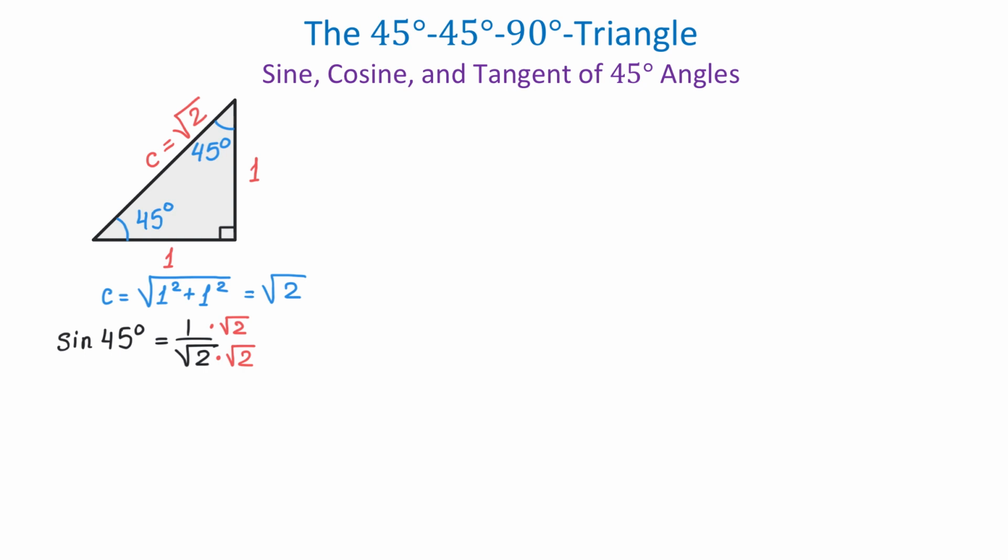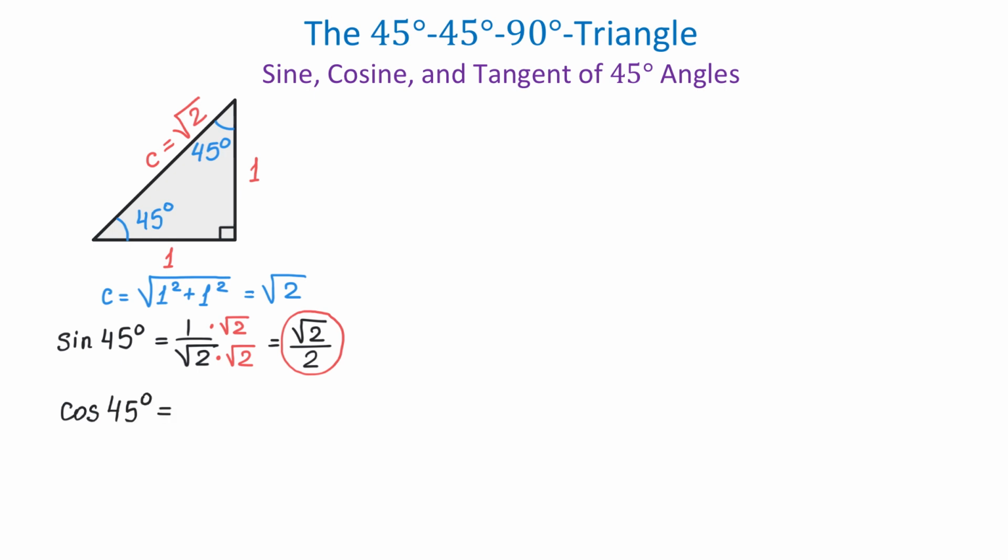Then in the numerator, 1 times square root of 2 is square root of 2, and in the denominator, square root of 2 times another square root of 2 is 2. So here we found the value of sine of 45 degrees, and that is square root of 2 over 2. Now let's find cosine of 45 degrees.